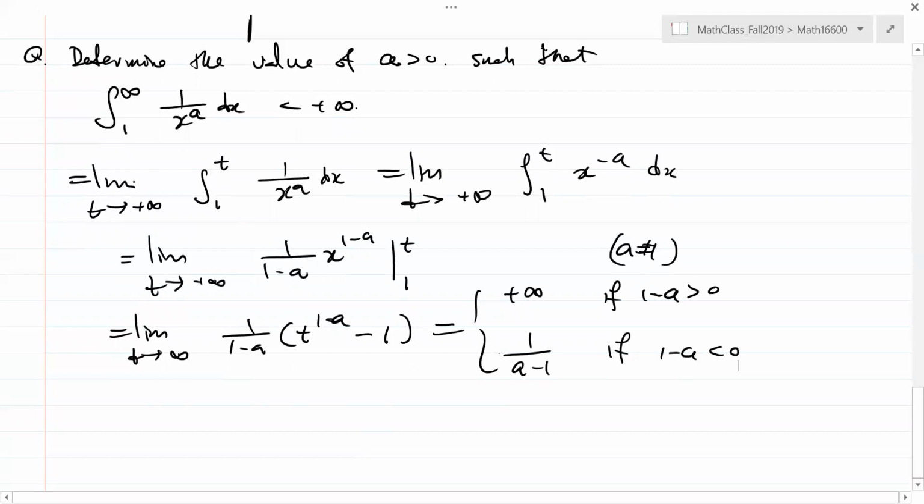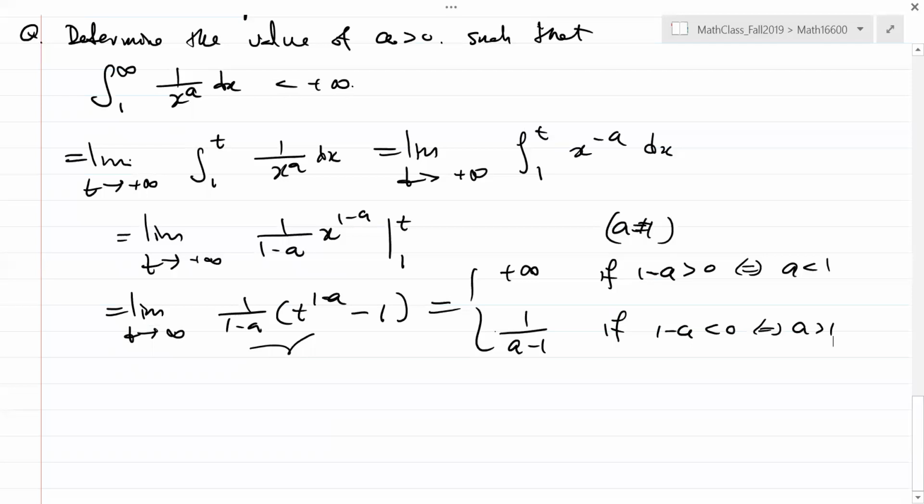And we do not consider the case when A equals 1. Why? Because when this part approaches 0, negative 1 over 1 minus A is 1 over A minus 1. All right, now it's clear, right? A less than 1 gives infinity, and A greater than 1 is the finite case. So only when A is greater than 1, you get a finite area, and then not only finite, you get an exact value. So now let's summarize what we got.